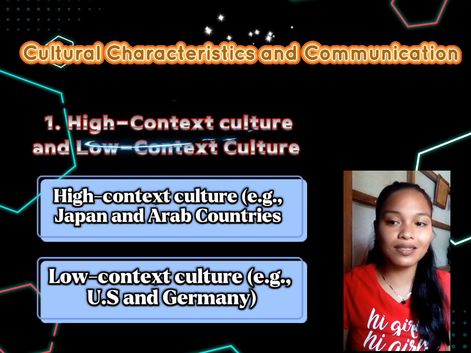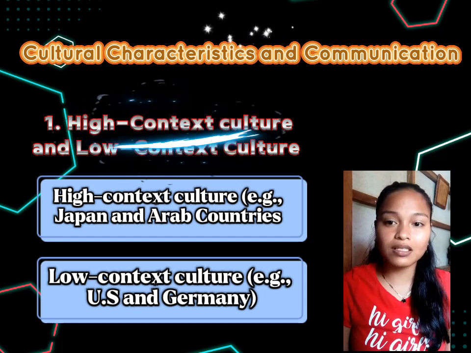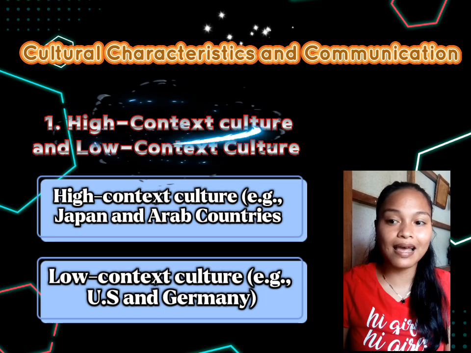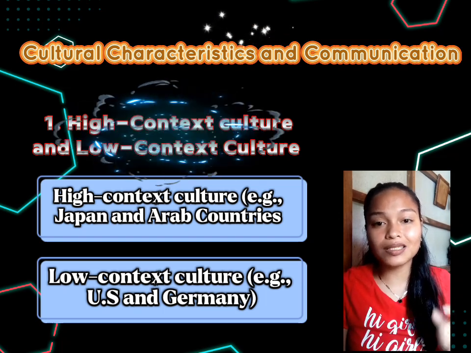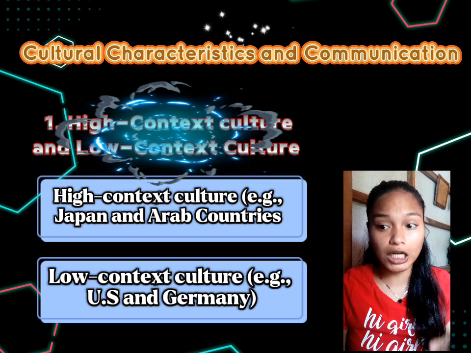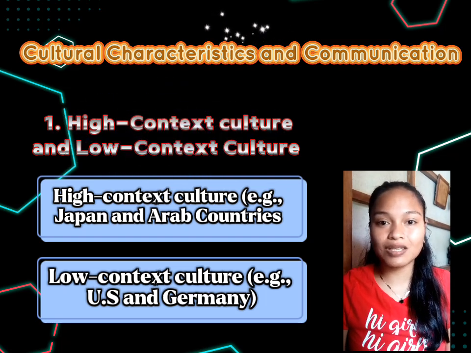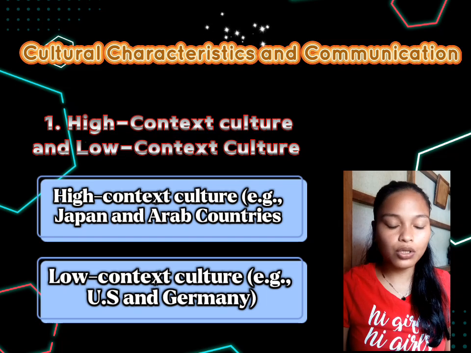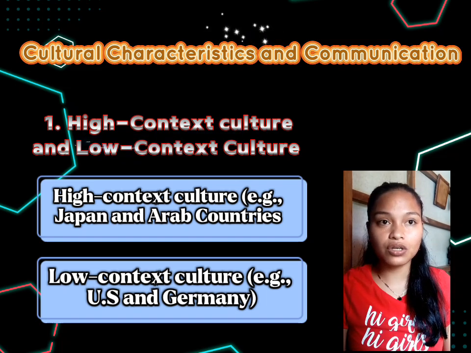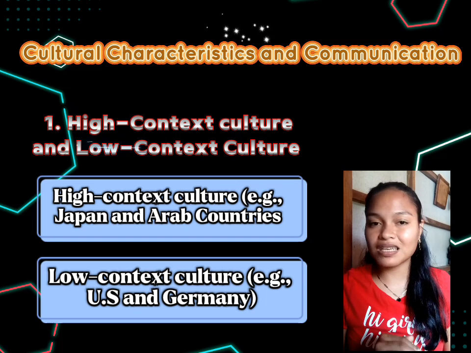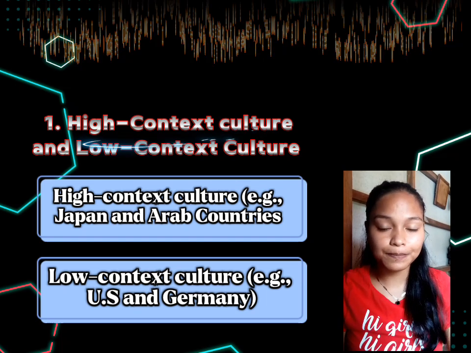While low context cultures are the opposite of high context cultures. Low context cultures, like the USA and Germany, communicate directly and clearly. They focus on using words to explain everything. So you don't need to guess the meaning from body language or context. The messages are straightforward and detailed.